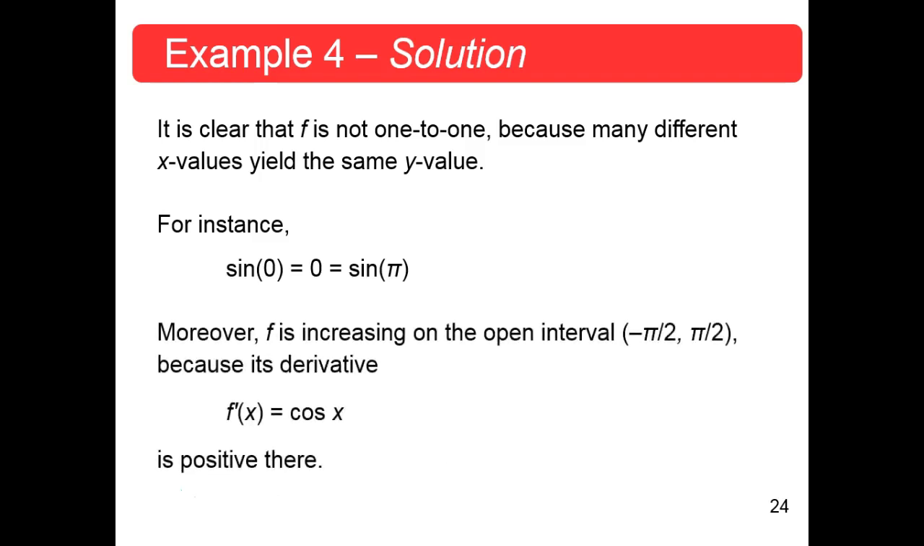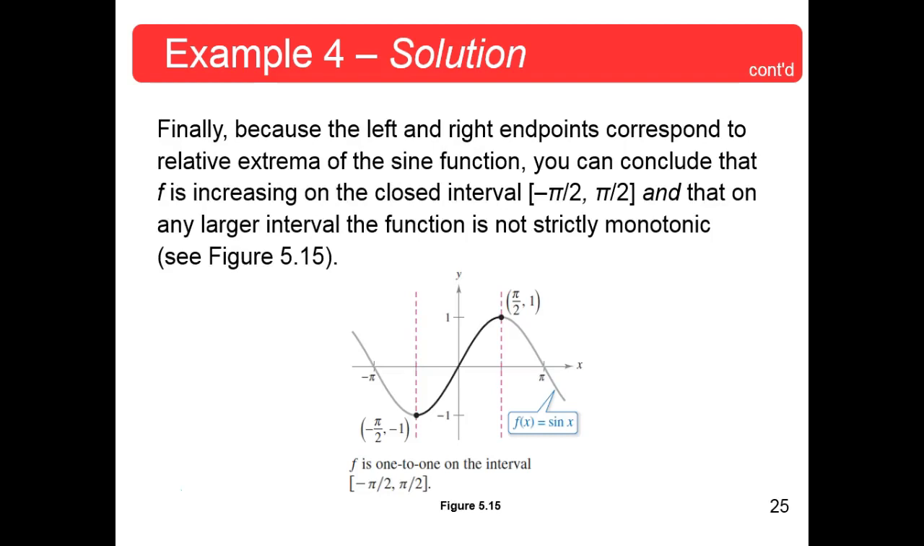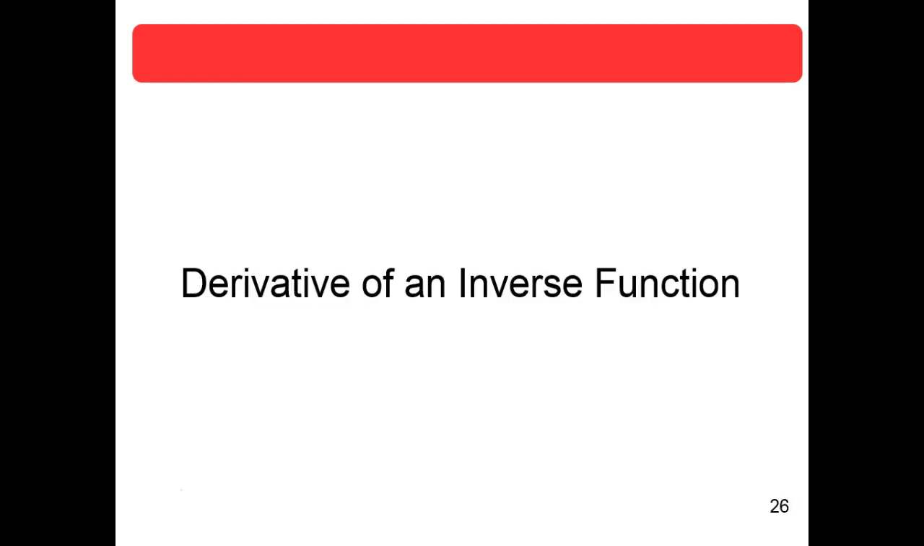But if you restrict yourself to the range from negative pi halves to pi halves, the derivative there is cosine, and cosine is always positive from minus pi halves to pi halves. So therefore the sine is monotonically increasing. Okay. Finally, because the left and right endpoints correspond to relative extrema, you can conclude from your minimum here to your maximum there, always increasing in between. That is 1-to-1 on that interval, minus pi halves to pi halves.